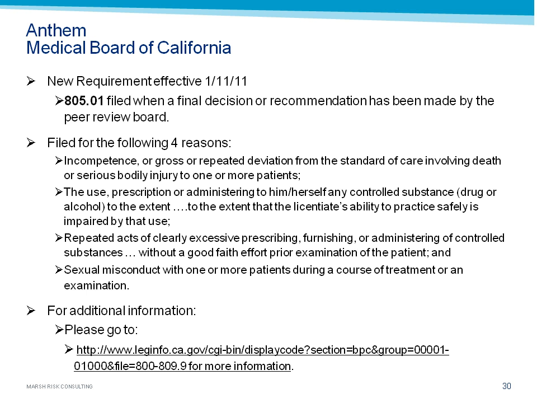Now, as of January 1st of 2011, when a peer review has been triggered and a decision has been made as required by 805.01 of the California Business and Professions Code, a peer review form must be completed after the investigation is done. Now, I've listed here the 4 reasons that this form is completed.